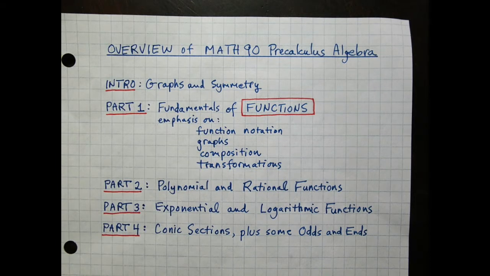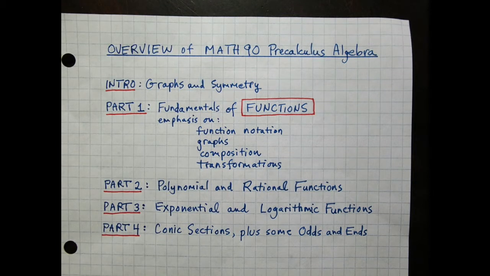The second part of the course is on polynomial and rational functions, so particular kinds of functions that we're going to study in more detail. The third part covers exponential and logarithmic functions, again another class of functions. And in the fourth part we're going to study conic sections plus some odds and ends. Conic sections are famous curves that are not usually graphs of functions, but they're important for you to know as you move forward. And I won't go into the odds and ends. There are just a couple topics that we'll cover that don't fit into these other categories.